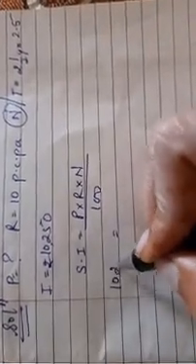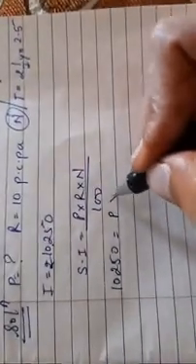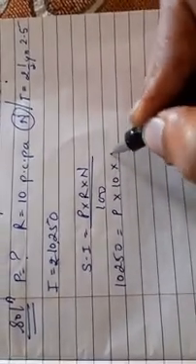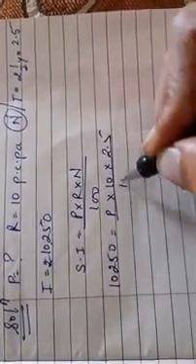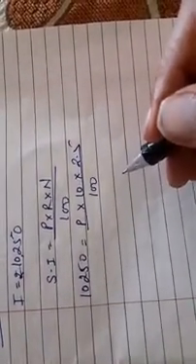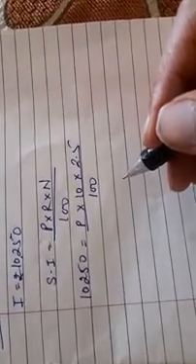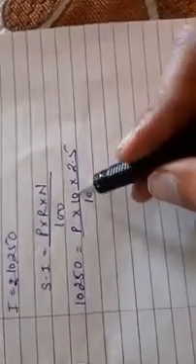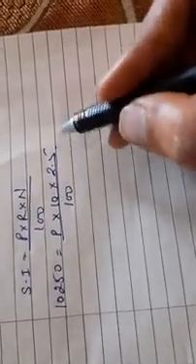So let's find out. Total interest, or your simple interest, is equal to P into R into N, or P into R into T, upon 100. Simple interest is how much? 10,250. P we need to search. R is 10, N is 2.5, upon 100. Now what we can do is, this 10 multiplied by 2.5 will remove my decimal point.